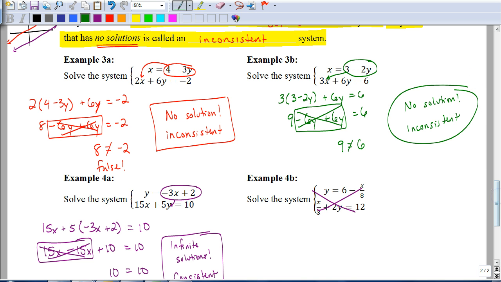Okay, so hopefully you have a better idea now of how to use substitution. It's a pretty easy concept. The one thing you want to make sure that you always do is that you have one variable by itself, whether that's the x equaling something by itself so you can substitute it in, or y equals something else so we can substitute that other value in.